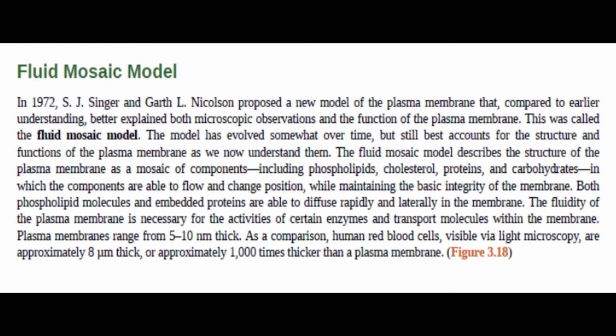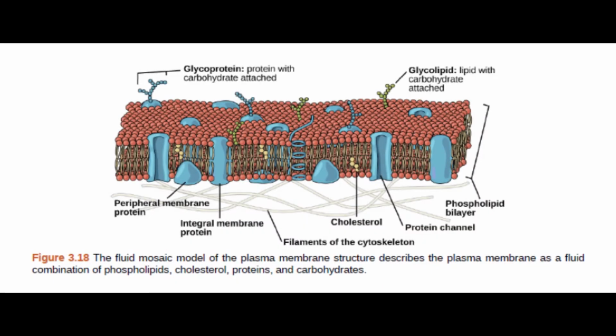Plasma membranes range from 5 to 10 nanometers thick. As a comparison, human red blood cells, visible via light microscopy, are approximately 8 micrometers thick, or approximately 1,000 times thicker than a plasma membrane. Figure 3.18. The fluid mosaic model of the plasma membrane structure describes the plasma membrane as a fluid combination of phospholipids, cholesterol, proteins, and carbohydrates.